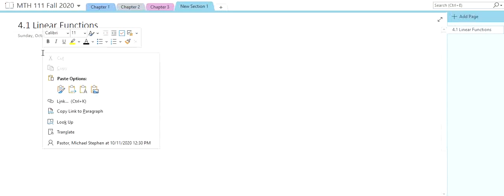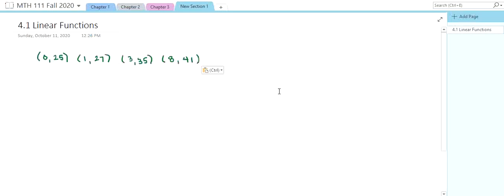Suppose I have some point pairs. So these are xy points. For example, x equals 0 and y equals 25 here. x equals 1, y equals 27, so on and so forth. I can take this information and plot it on a Cartesian axis system.